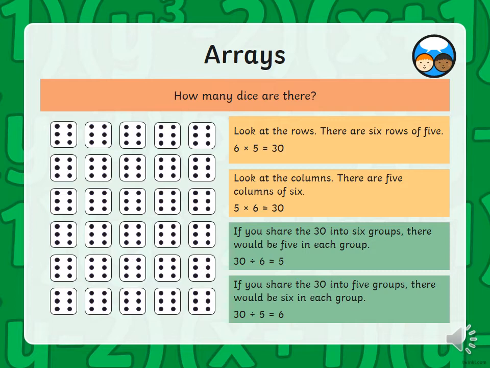If you share the 30 into 6 groups, there would be 5 in each group. So 30 divided by 6 equals 5. If you share 30 into 5 groups, there would be 6 in each group. 30 divided by 5 equals 6. So it's basically the inverse.